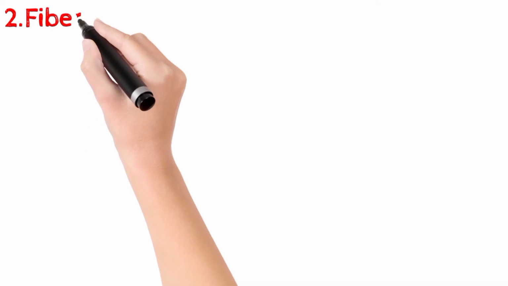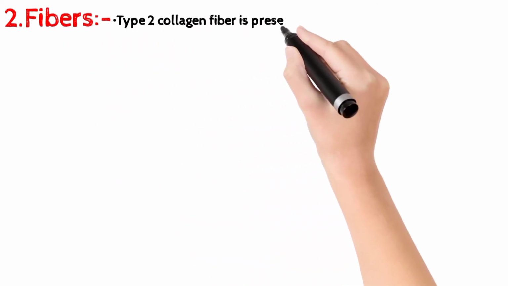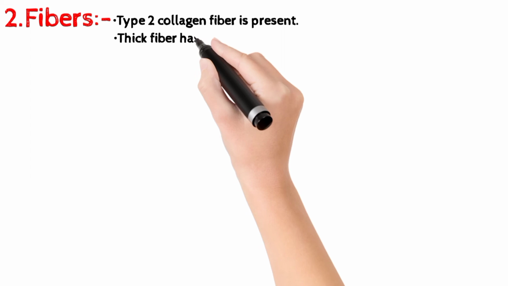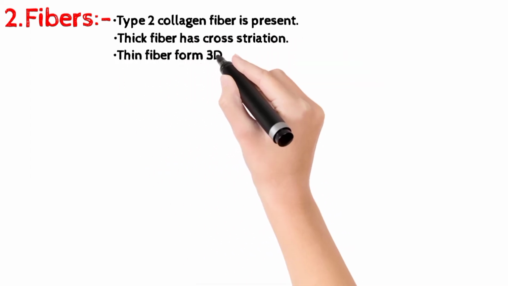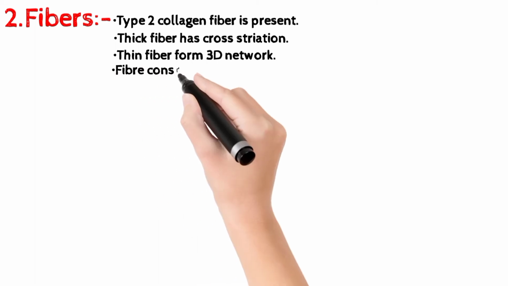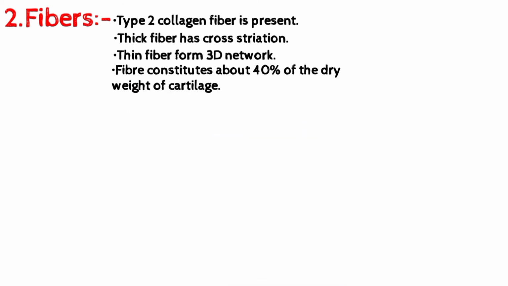Okay, now fiber. In hyaline cartilage, type 2 collagen fiber is present. Collagen fiber is also of two types, thick and thin. Thick fiber has cross striation, whereas thin fiber forms a 3D network. Fiber constitutes about 40% of the dry weight of cartilage.